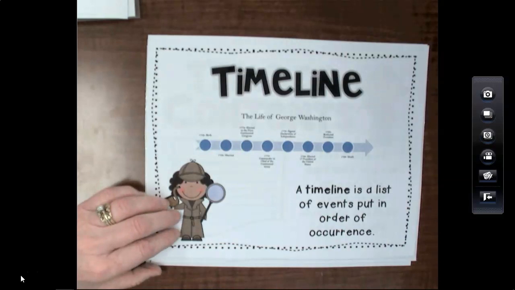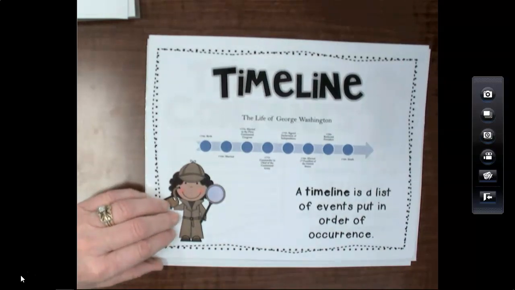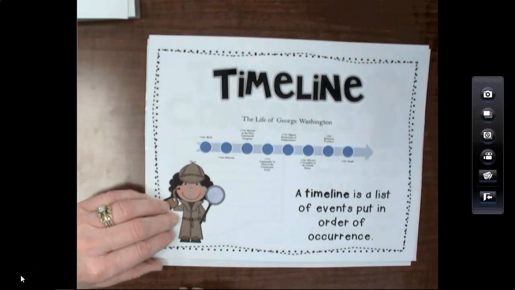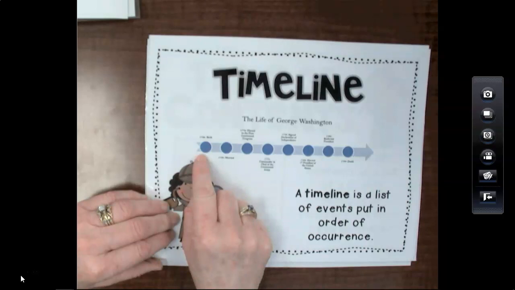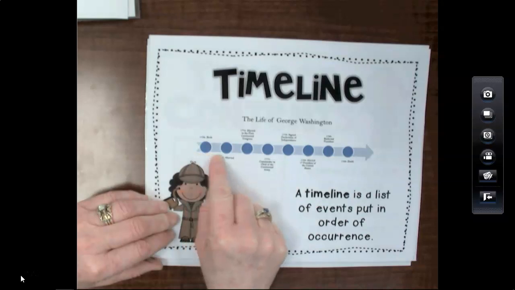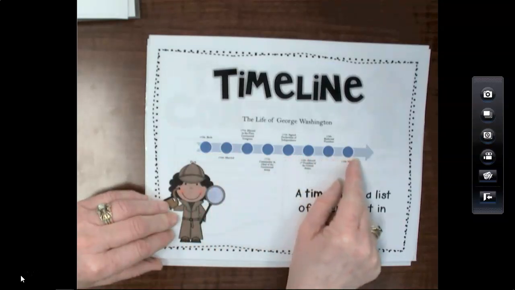You may also have a timeline in your reading. A timeline is a list of events put in an order of sequence, okay, in an order of occurrence from when they happen. Like this is a life of George Washington, so obviously with a person it's going to start when that person was born, and then really important events in that person's life on the timeline, and eventually until they pass away, until their death.